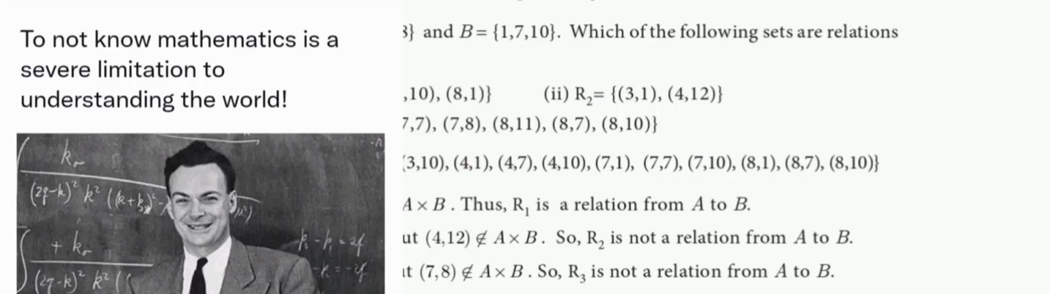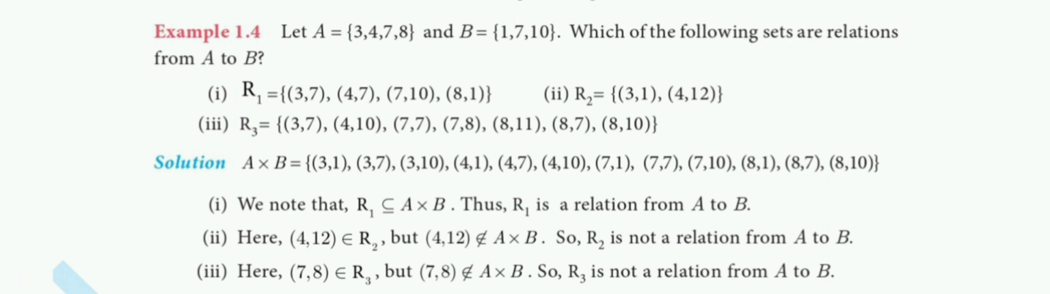Chapter 1 examples 1.4 and 1.5 are in this video. The problem is: let A be a set containing the elements 3, 4, 7, 8. B is a set having 1, 7, 10. Which of the following sets are relations from A to B?